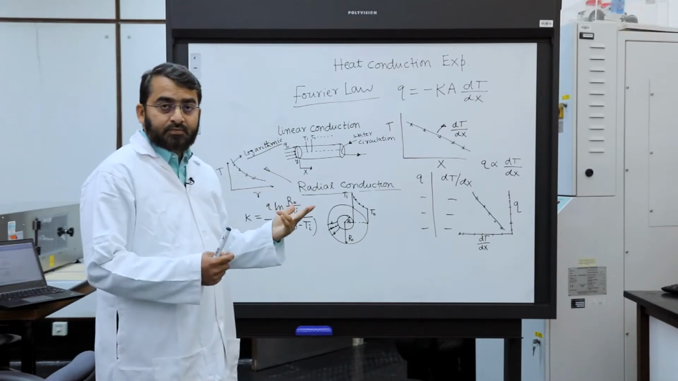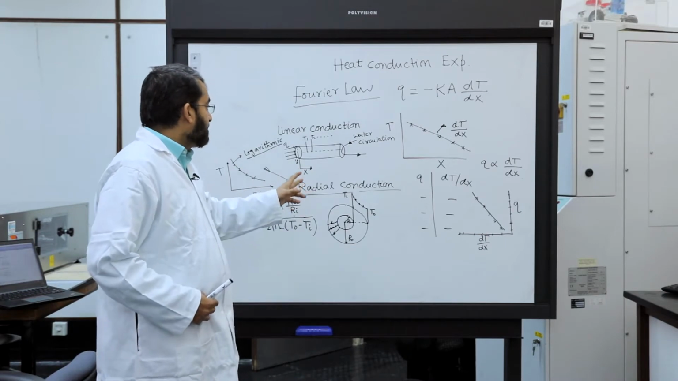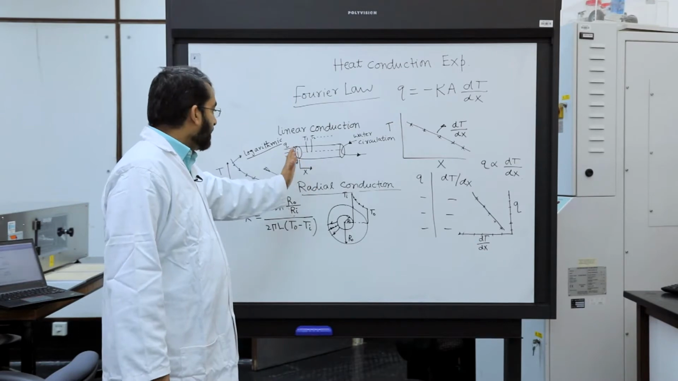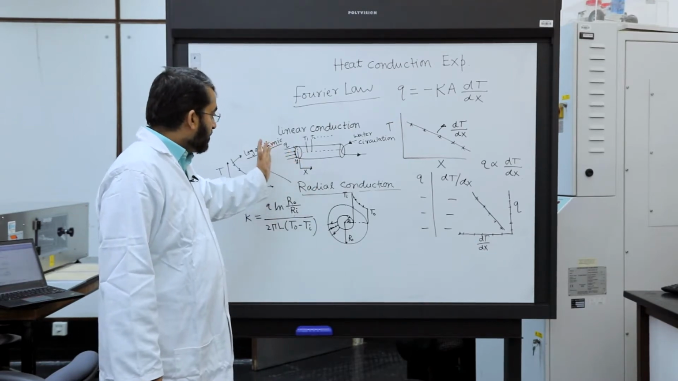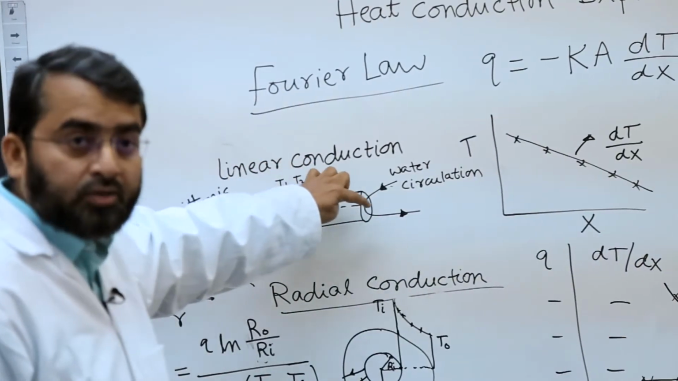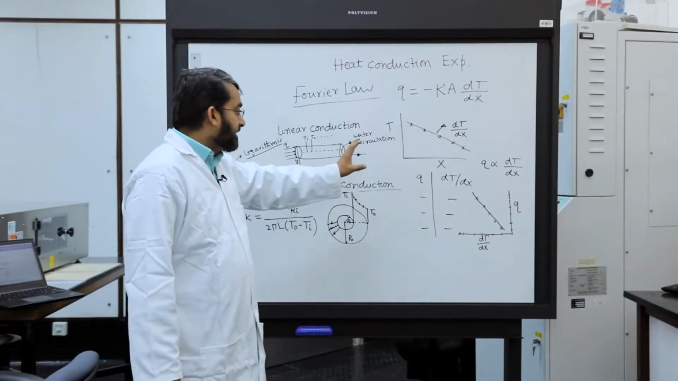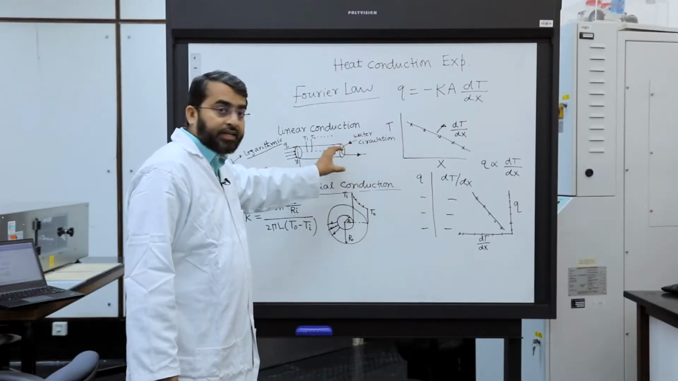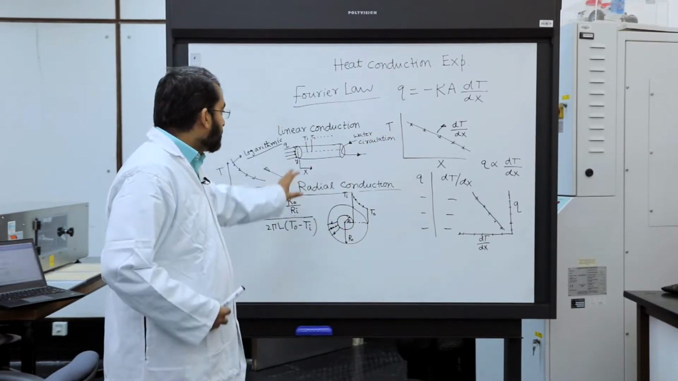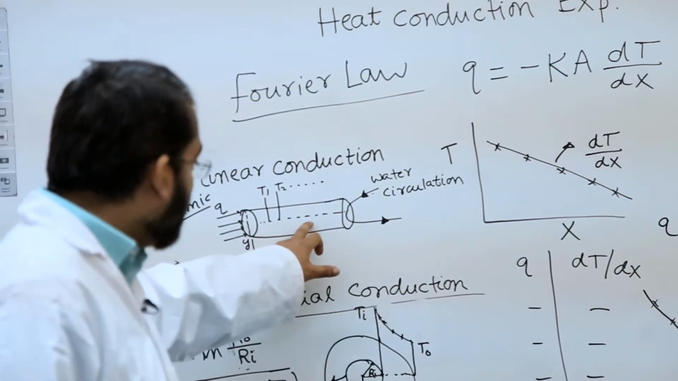We have two cases, linear conduction and radial conduction. First, let me explain the linear conduction. We will have a brass cylinder heated at one end. Once you heat it, the temperature will rise here and drop along the length of the cylinder. In the experiment we have water circulation to take the heat out, so that a steady state profile is achieved.